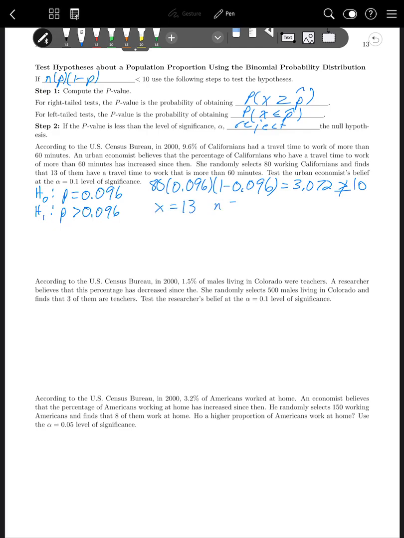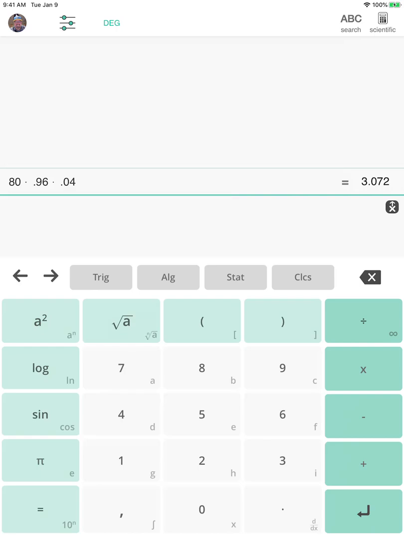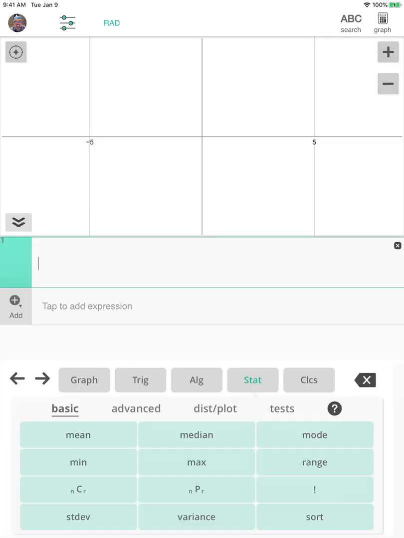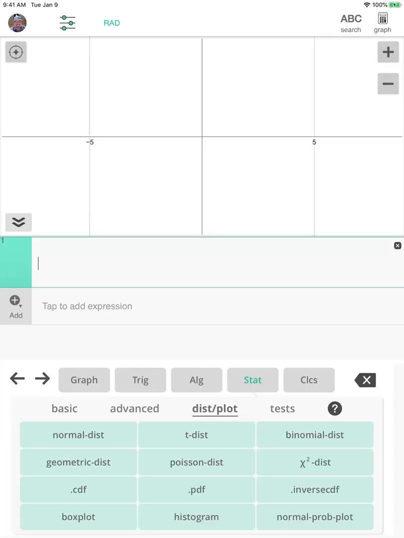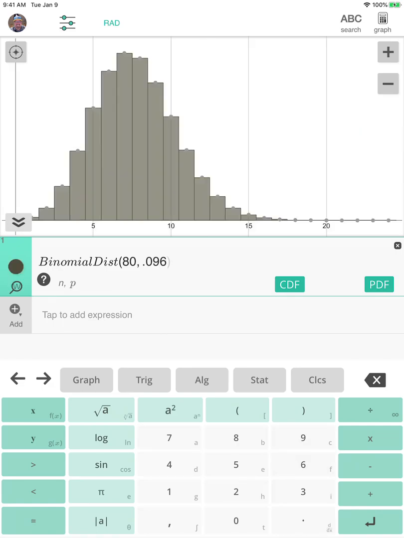And we've got an n value, which is 80. And those are all the things we need to do a binomial probability distribution. So if I go into my calculator and go to the graphing function, and we go to stat, and we do a distribution or plot, and we can do a binomial distribution. And this is what we did back in chapter 6. So you enter your n, which is 80, and our p, which is 0.096, and we get this binomial probability distribution.